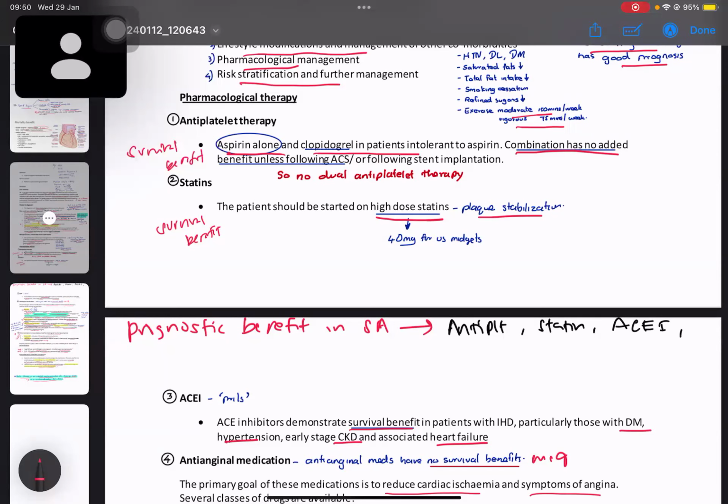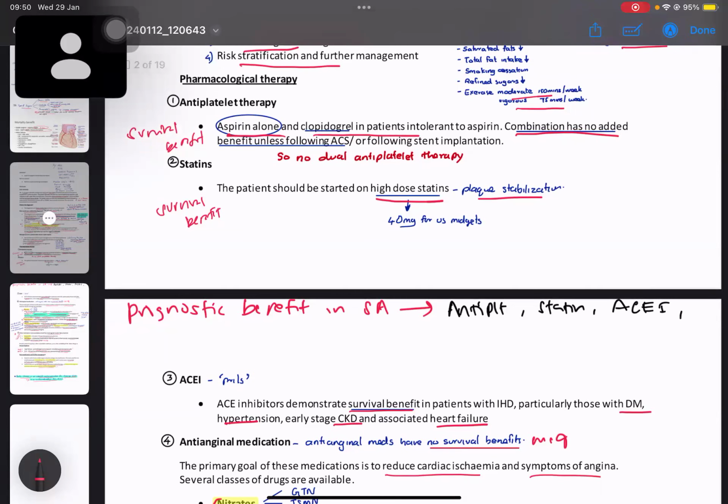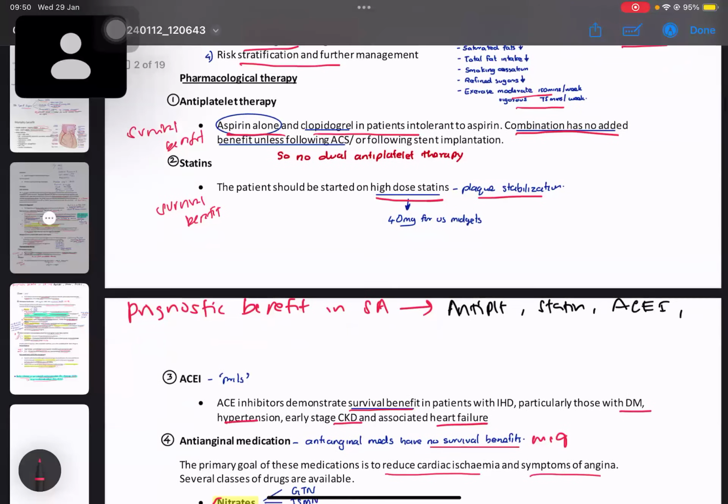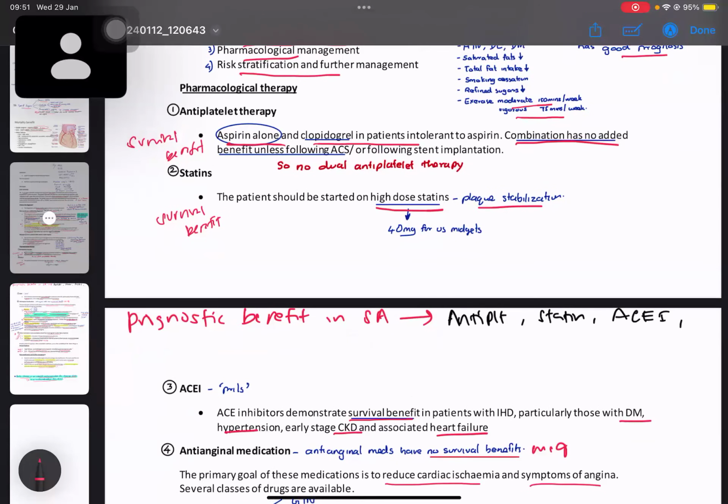Aspirin alone, and clopidogrel if the patient is intolerant to aspirin. The combination, that means aspirin as well as clopidogrel, has no effect. There is no proven benefit in chronic stable angina. So then you should know which drugs have survival benefit. What's survival benefit? There are many MCQ points. These are main MCQ points. This drug has survival benefit.